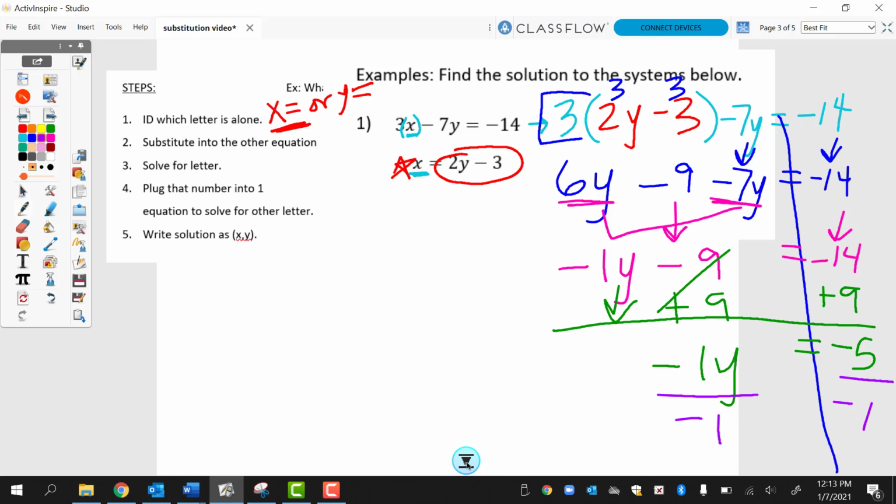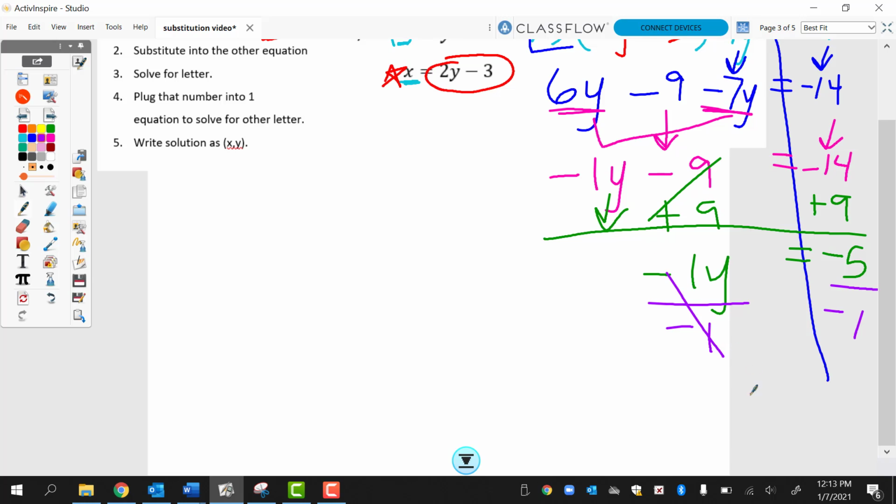Divide by negative 1. And that's going to cancel out. I'm going to get y equals, I'm going to type -5 divided by -1, and I'm going to get +5. So I solved for the letter. I have one letter, so I'm halfway done. I need to get the other number.